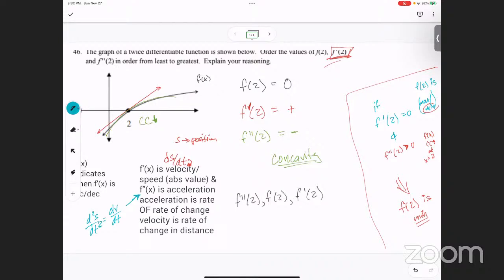So then, what would regular f of x be? Like original. That's just s. That's just position. Okay.